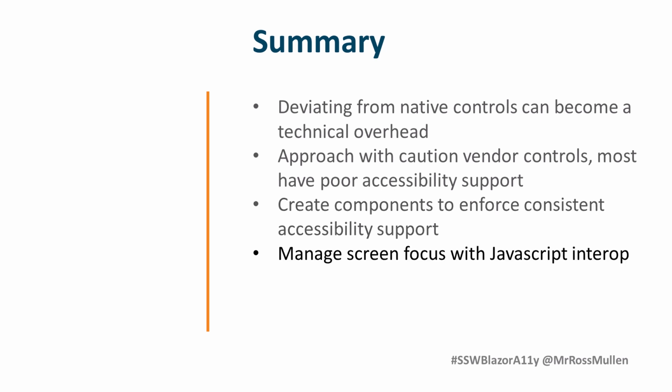Screen focus needs to be actively managed in Blazor apps. Use the JavaScript Interop to call JavaScript methods which focus onto named regions on the page. Managing focus is a two-way process as well. Managing it onto a new view when shown and managing it back to the original calling element when the view is hidden.